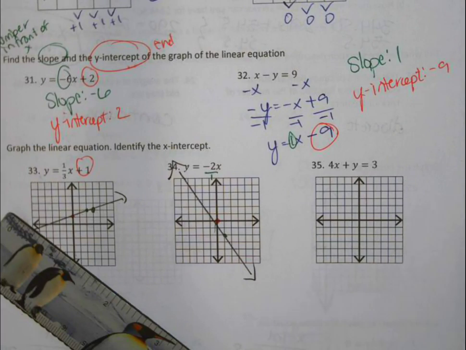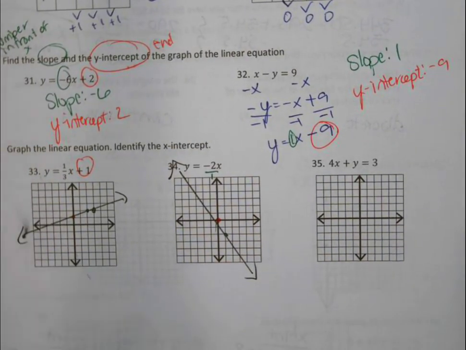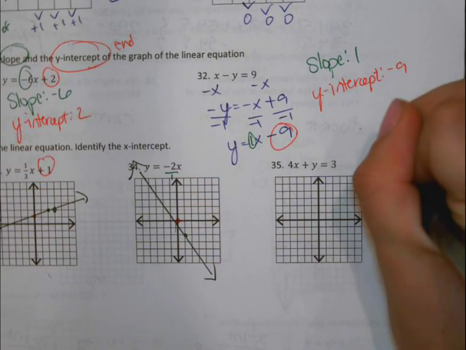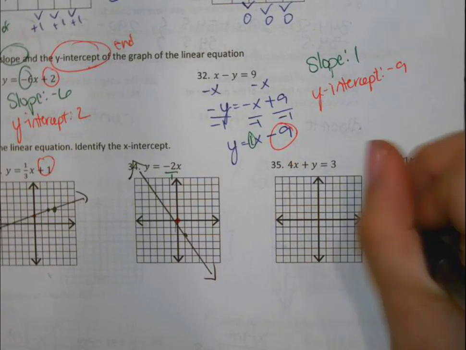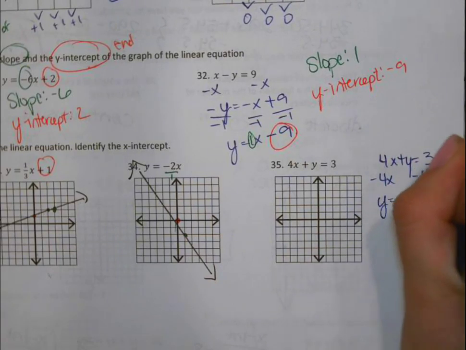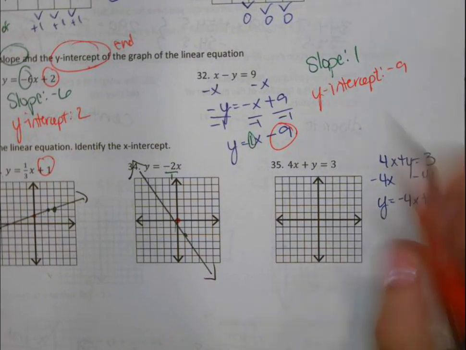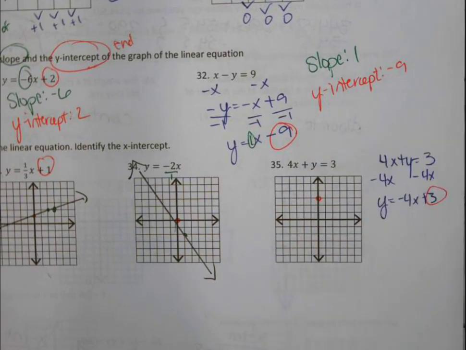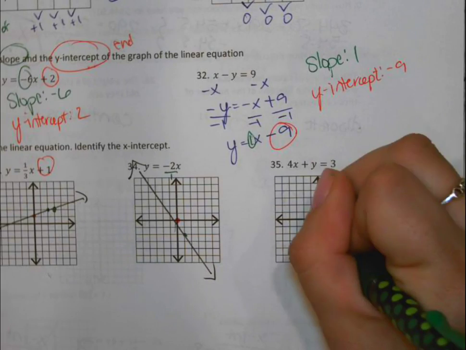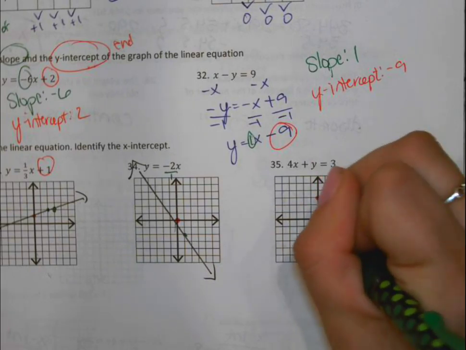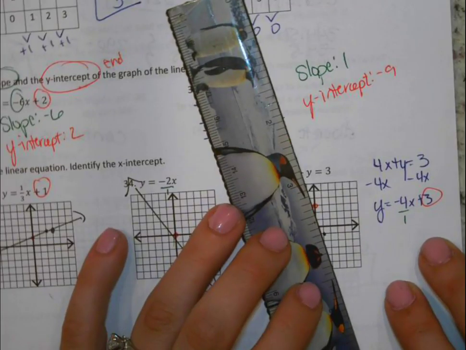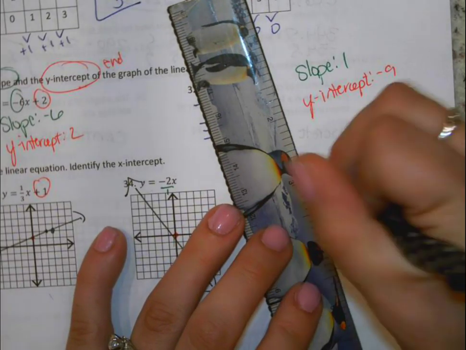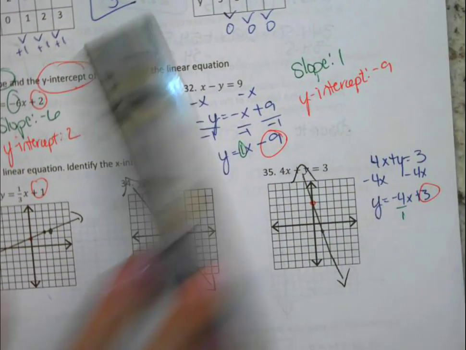On number 35, I also need to get y by itself before I can graph. So I'm going to write it off to the side. Subtract 4x from both sides. And I get y equals negative 4x plus 3. So my y-intercept is 3. And my slope is negative 4 over 1. So I go down 4, right 1, and then I connect my points. And that's it.